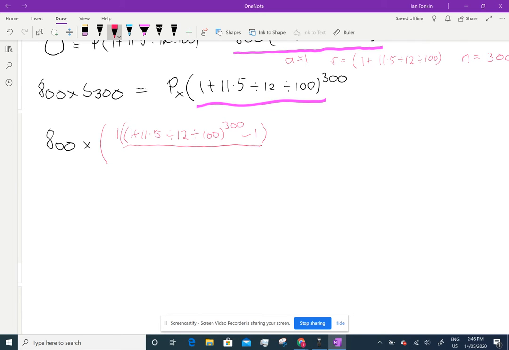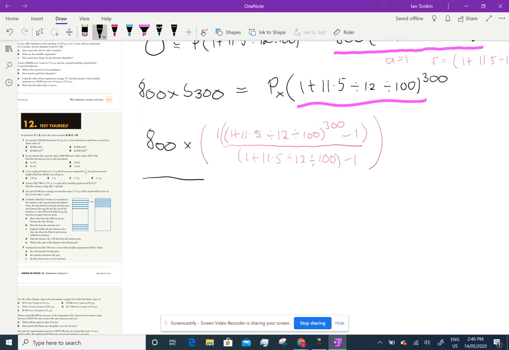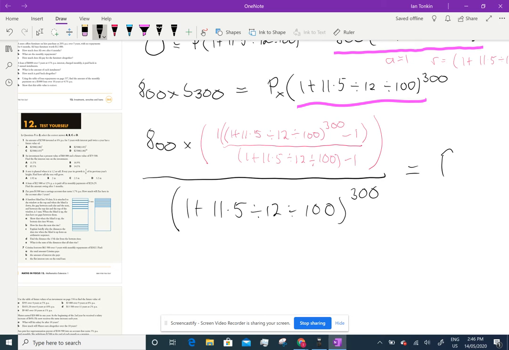All over 1 plus 11.5 divided by 12 divided by 100 minus 1. That's my S of 300. And it's all over 1 plus 11.5 divided by 12 divided by 100 to the power of 300. And that will give me my principal.